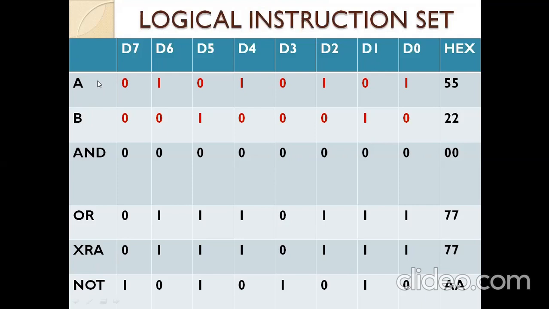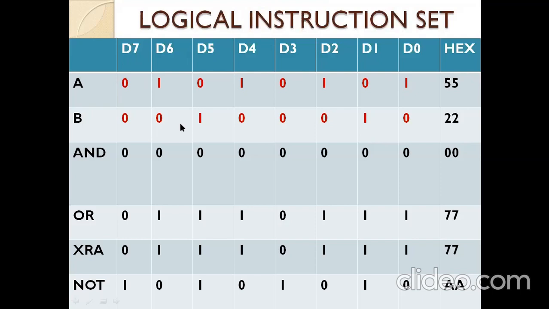You take two inputs. One input is the A register, another input is the B register. It is an 8-bit value because the 8085 is an 8-bit processor, so the bits are D0 to D7. D0 is the LSB and D7 is the MSB. The weights are 8, 4, 2, 1 for each nibble. The corresponding hexadecimal number is 55.